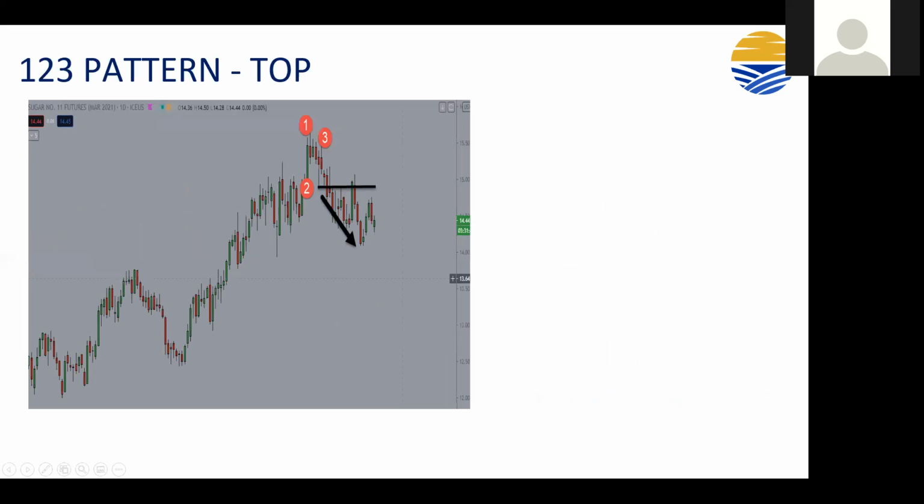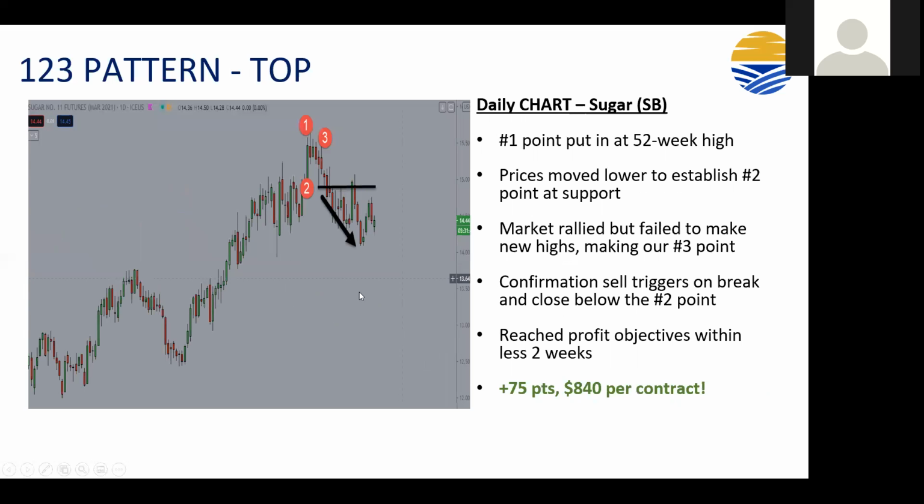Let's look at another example. Daily chart of sugar. Here we have a red 1 circle. Why? Because it's a 52-week high. Here we have a 1, 2, 3. We know days in advance where we're looking to get short. That's on breaks or closes below the number 2. We know our initial risk is above the high of the 1. We know our initial target is the distance between the high of the 1 measured to the low of the 2 measured down. And that's about 75 points or $840 per contract in this daily chart of sugar.